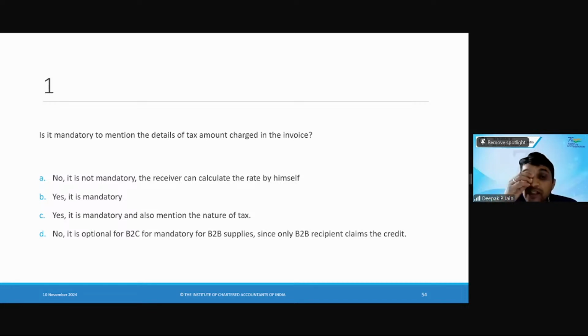So few people are thinking the answer is D, but that is not the correct answer. Whether he claims the credit or he does not claim the credit, you have to mention the tax that is charged. If you're collecting something from the customer, then you have to mention it. We had seen section 32 and 33, right? Wherein it is mentioned that you have to mandatorily mention the tax amount. So the correct answer is C.